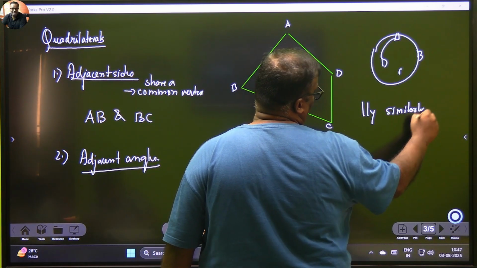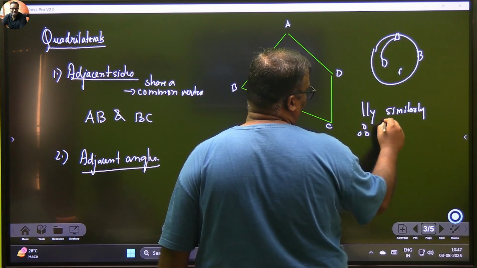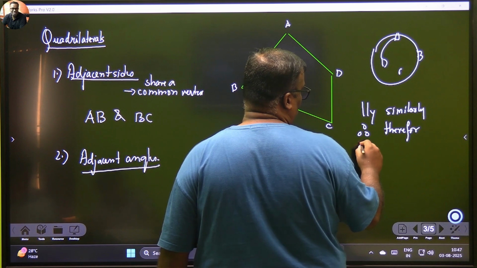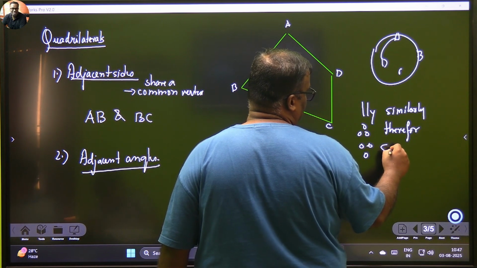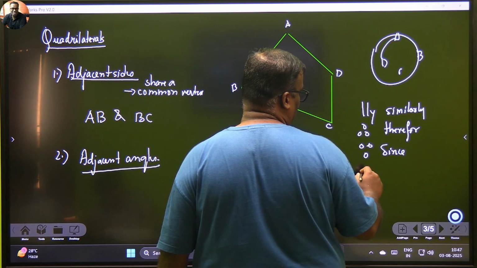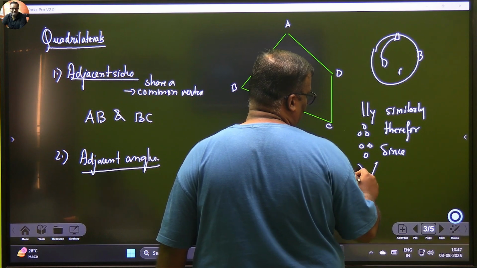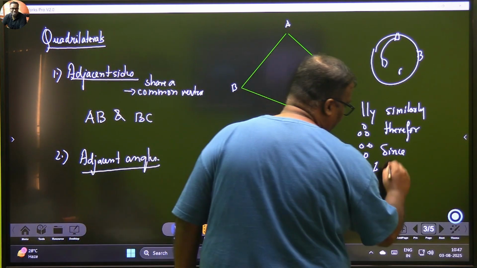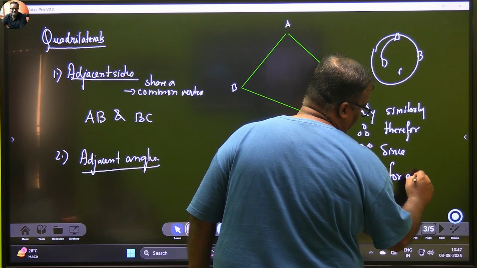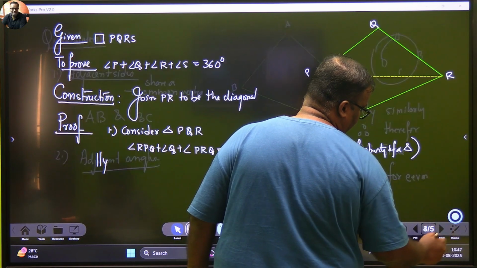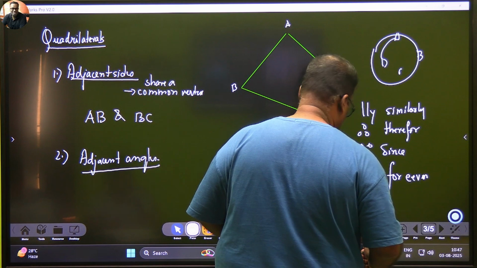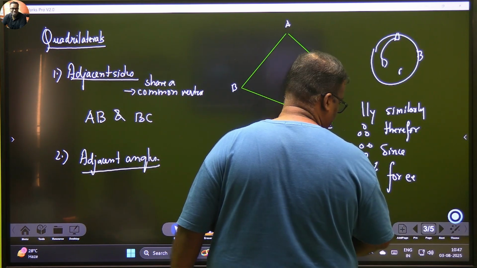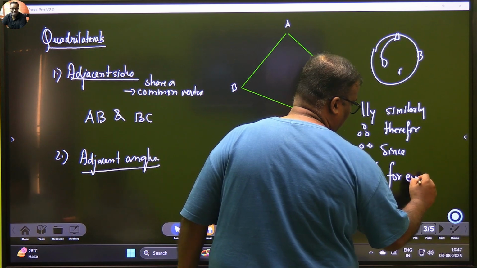Write it separately. The three dots symbol stands for therefore. The inverted three dots symbol stands for since. And a V with a crossover means for every.